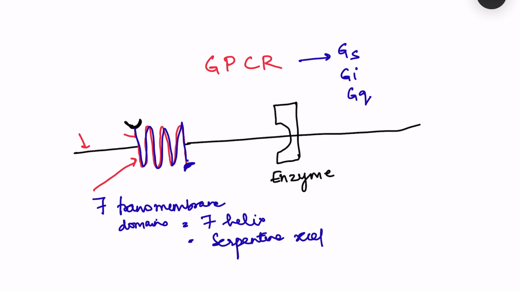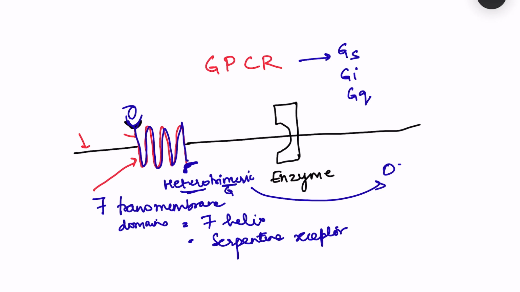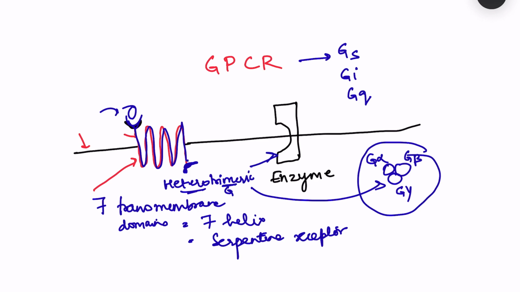Now outside, it has a site where a ligand can bind, and inside towards the cytoplasm there is a site where heterotrimeric G proteins can bind. Heterotrimeric means that this G protein has 3 different units: G alpha, G beta and G gamma. So this receptor can bind to these 3 units. Now, when the ligand binds, there are some changes in these units such that there is an activation of a nearby enzyme. Either there can be activation or there can be inhibition. Based on whether the enzyme is activated or inhibited, or which enzyme is being activated, we have 3 different types of GPCRs.